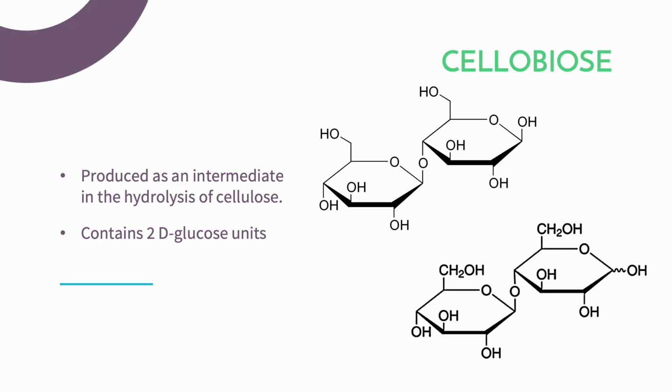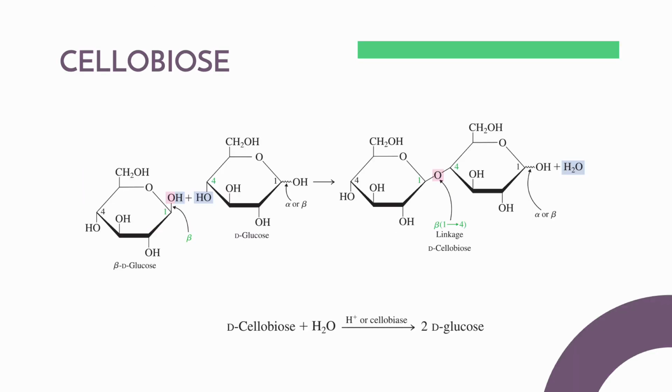Cellobiose, another important disaccharide, is produced as an intermediate when cellulose undergoes hydrolysis. So if you notice, it also contains two D-glucose units, and the other one must have a beta configuration. Now, the change in configuration on the D-glucose on the left results in a beta 1 to 4 glycosidic linkage. It is a reducing sugar, and it also has 3 isomeric forms in aqueous solution. When hydrolyzed, it will also produce 2 D-glucose molecules.